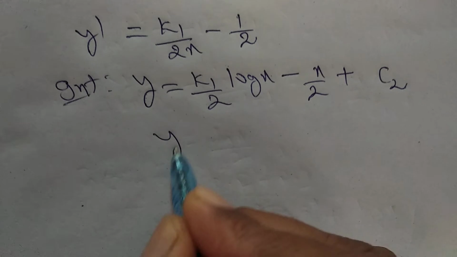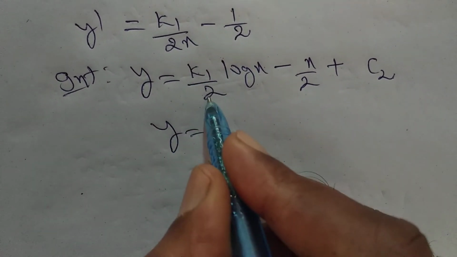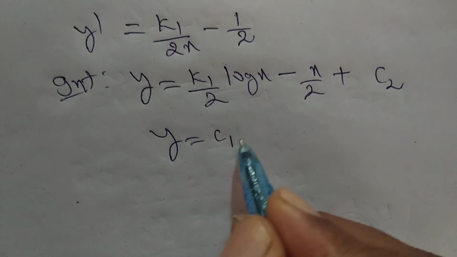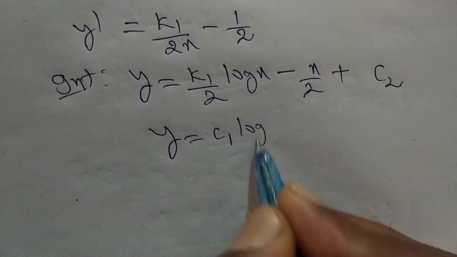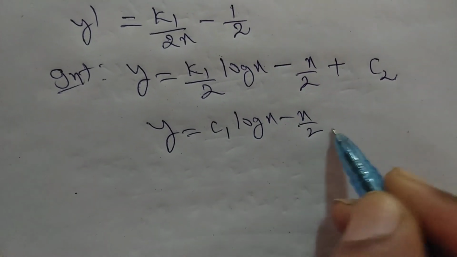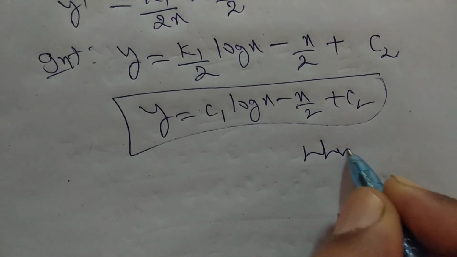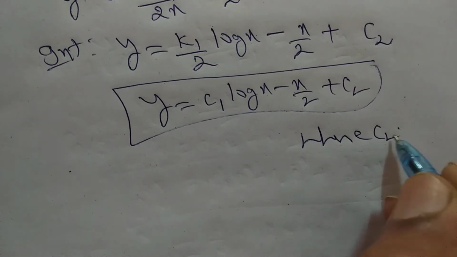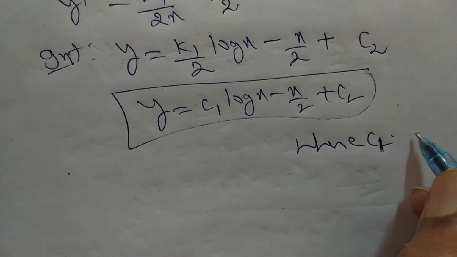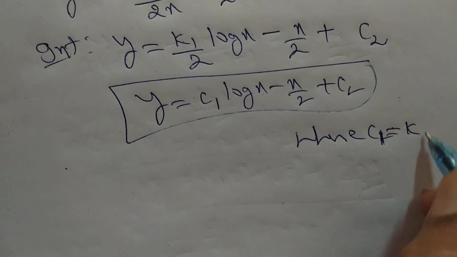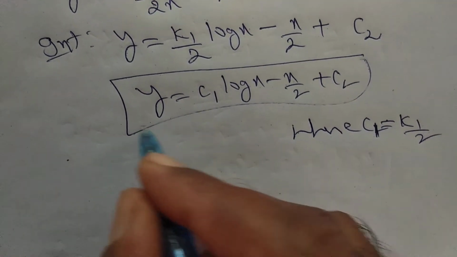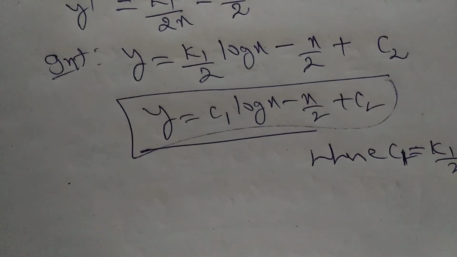Or this can be written as y is equal to k1 by 2, we take another constant, take c1 log x minus x by 2 plus c2, where c1 is equal to k1 by 2. So this is the solution.